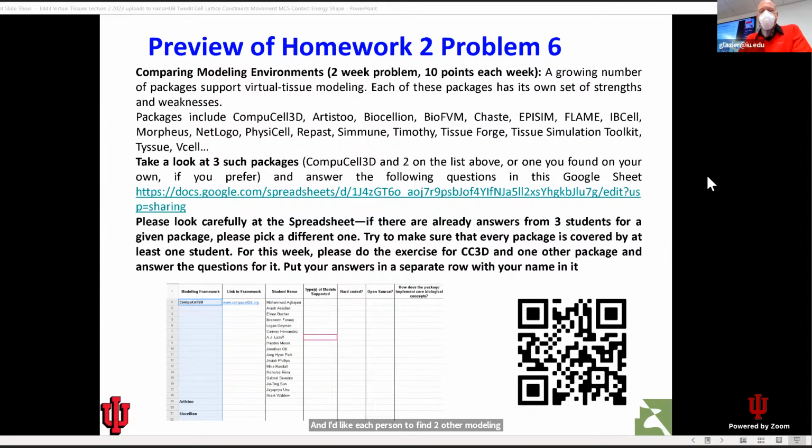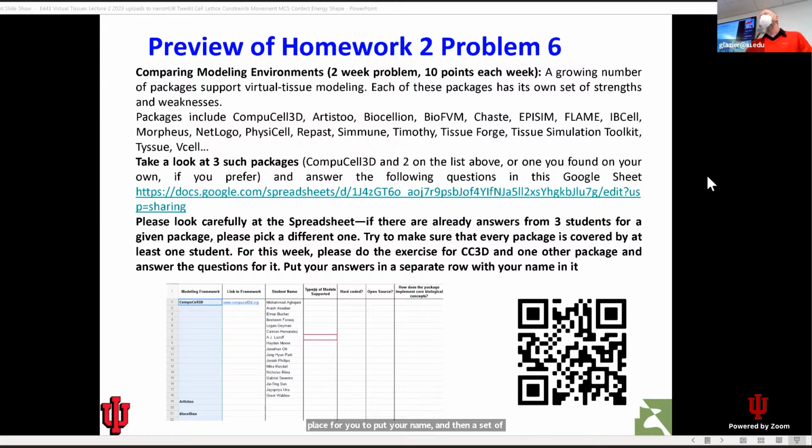I'm not asking you to go in and run lots of simulations or do lots of in-depth things. I'm talking about a half an hour, 45 minutes worth of level of engagement, unless you really want to look at some of the other packages. And then I've created a Google spreadsheet, which has a list of packages and then a place for you to put your name, and then a set of questions which I'd like you to fill out.